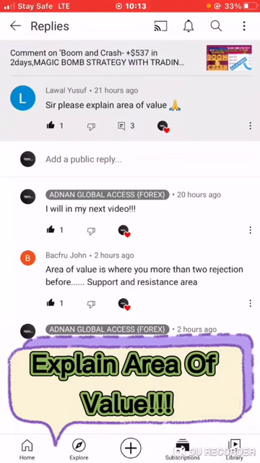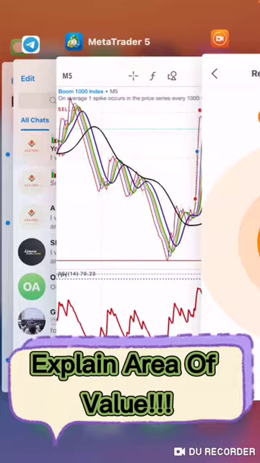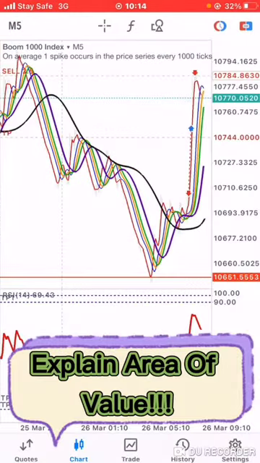What do we mean by an area of value? An area of value is an area, either a support area or a resistance area, in which the market rejects that point at least twice. That's two or more than two rejections. Let me give you an example, because I have to wait to get an area of value to enter a trade now. Look at it here.